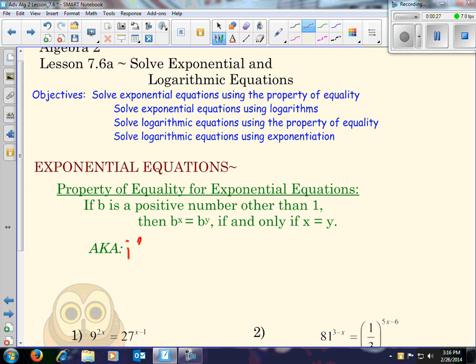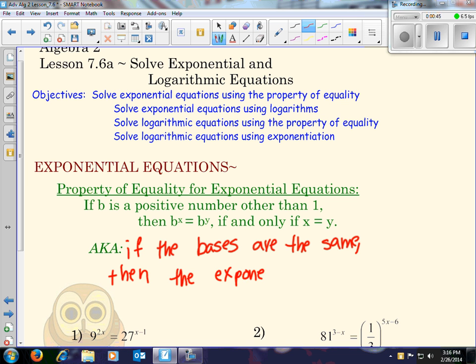if the bases are the same, then the exponents are equal.